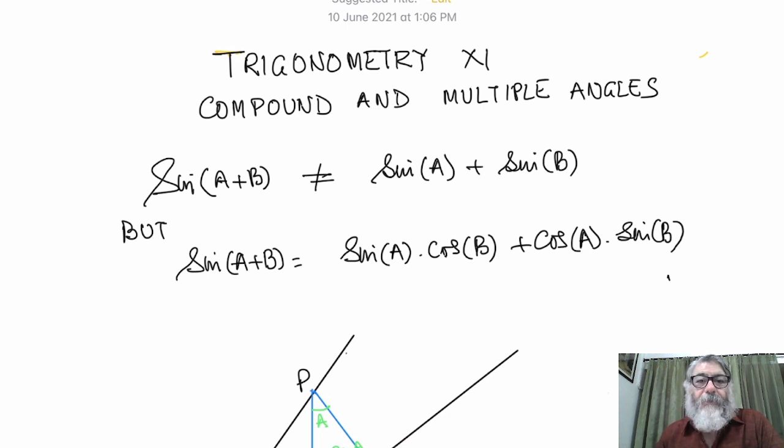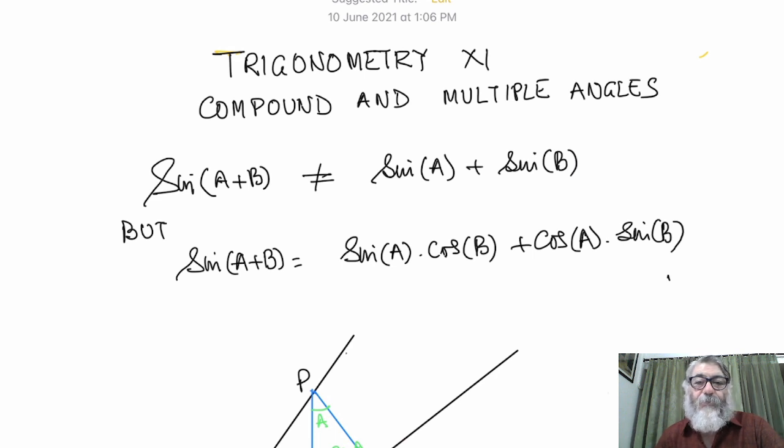Like I have written sine (A plus B). A plus B in the bracket does not mean it is equal to sine A plus sine B. It is not equal to sine A plus sine B. It is actually equal to sine A cos B plus cos A sine B. The formula for sine (A plus B) is sine A cos B plus cos A sine B.